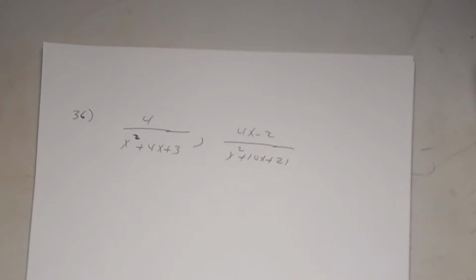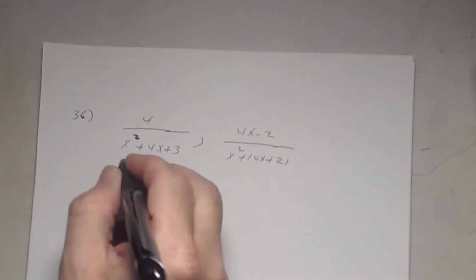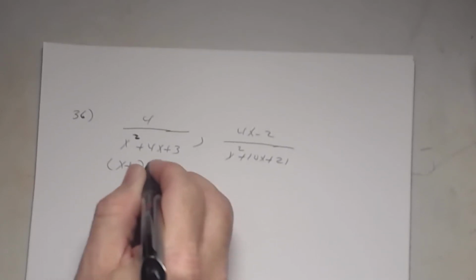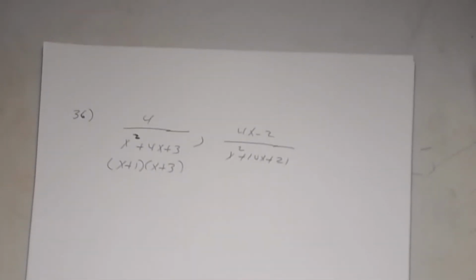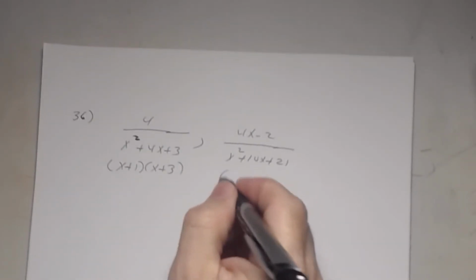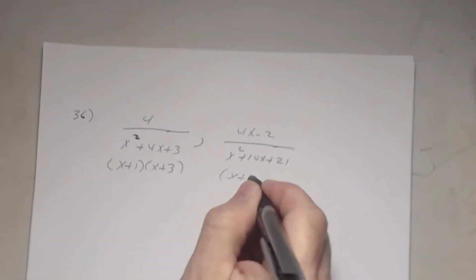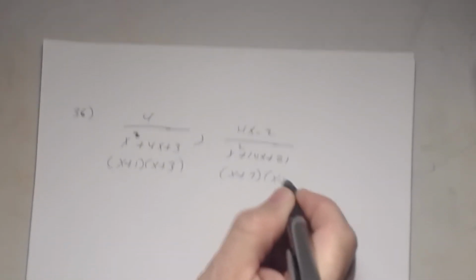Okay. All right, so how do you factor that first one? Oh, that's an easy one. Two binomials. x plus 3 and x plus 1. Second denominator, that's an easy one too because the x squared has a coefficient of 1. So two binomials: x plus 7 times x plus 3.